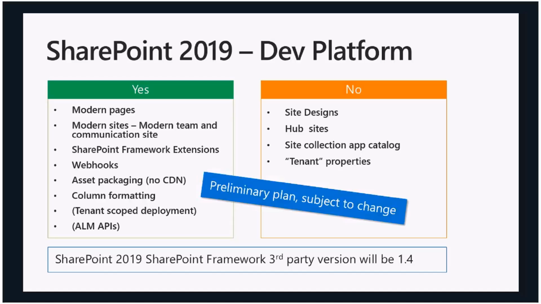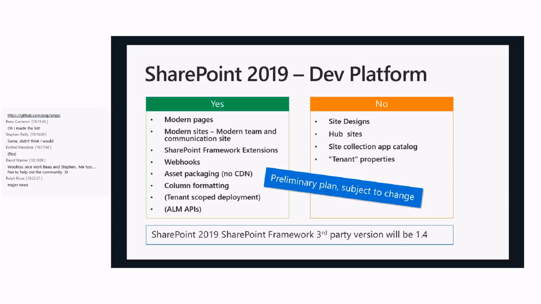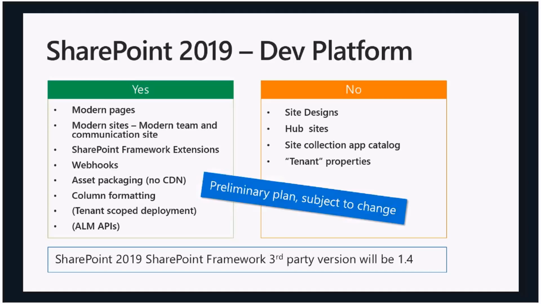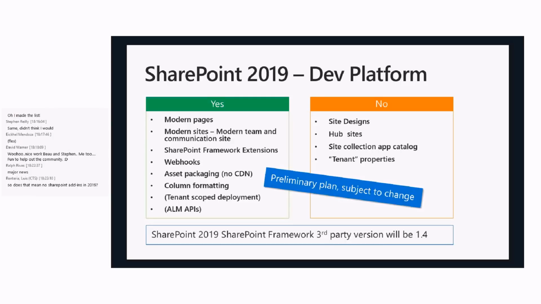The stuff which will not be in SharePoint 2019 is site designs. Hub sites will not be there, site collection app catalog will not be there, and tenant properties. Tenant properties, well, it's not technically an SPFx thing, but it's where you can store key value pairs at a tenant level and then use APIs to read them. The site collection app catalog and tenant properties will not be there in 2019. But this should clarify what will be there, and what will not be there, so you're able to start thinking about the implications of certain things.